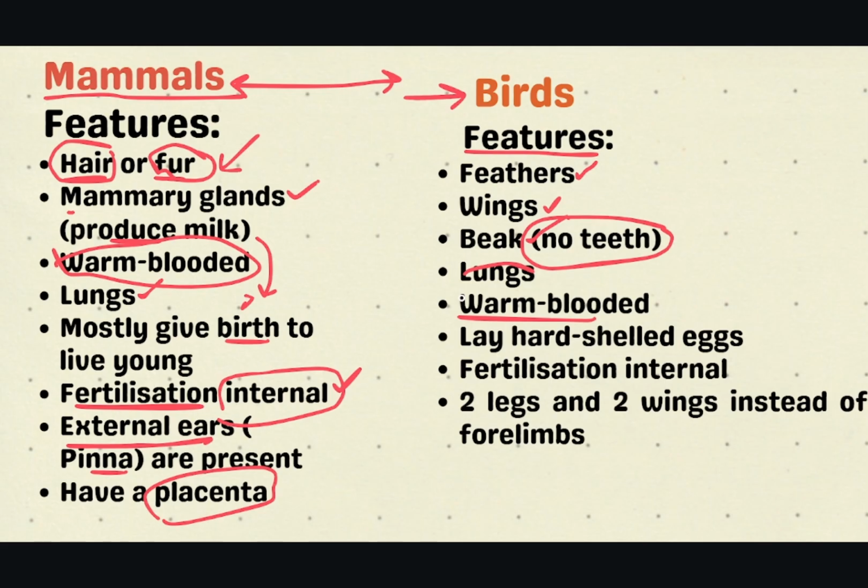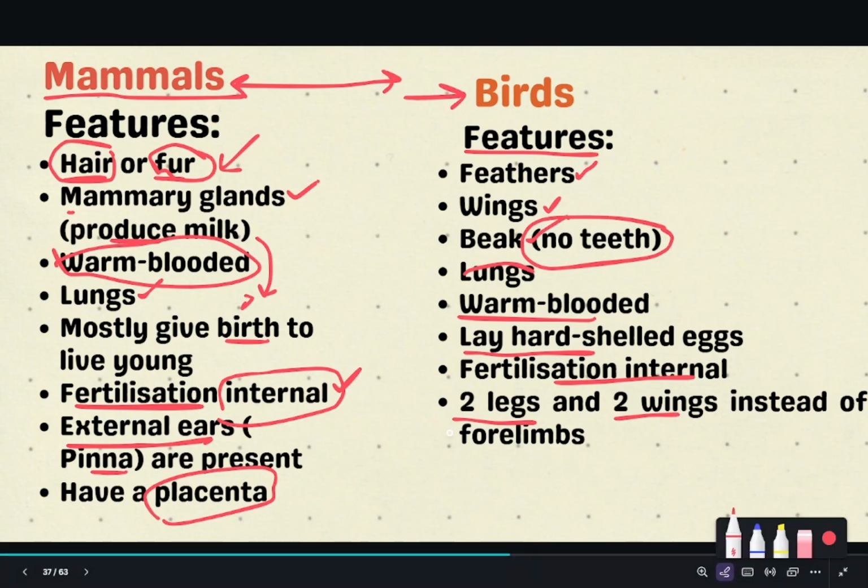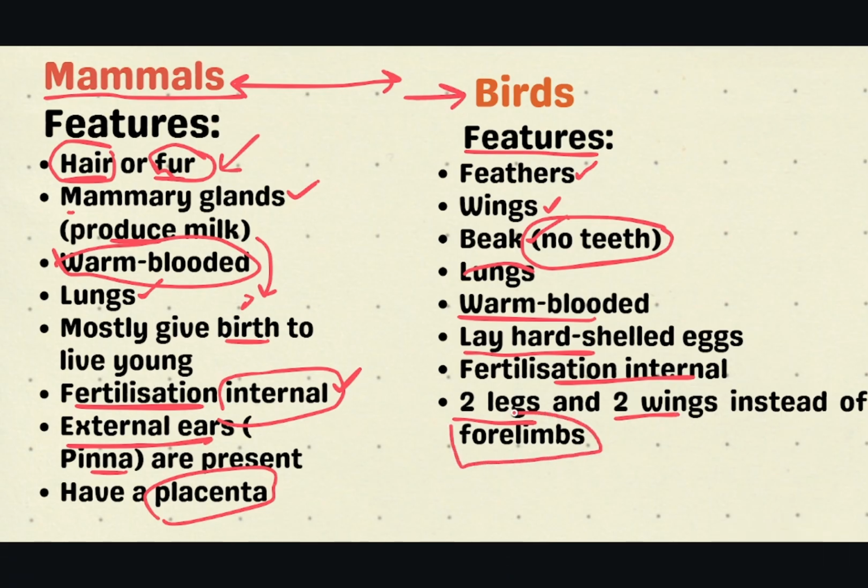So just remember that birds and mammals are the only ones that are warm-blooded, and again they lay hard-shelled eggs, which means that they do not give birth to the young ones. They lay eggs, their fertilization is also internal, and they have two legs. I think these are all things that you already know, but I'm still going over them, even though they're very basic. So instead of having four limbs, instead of having hands and feet, they have two legs, but they have two wings instead of our two arms.